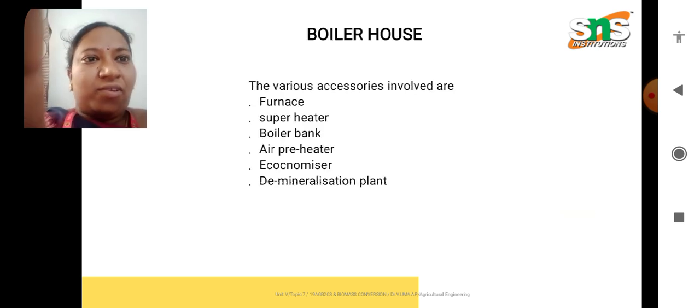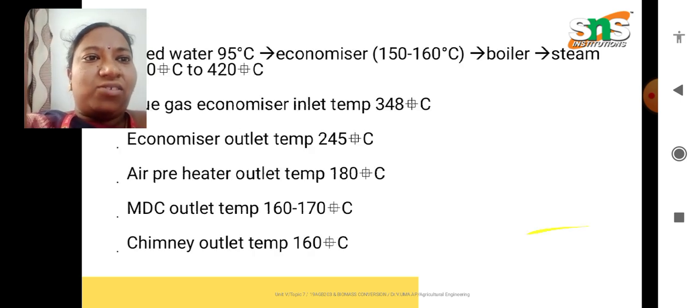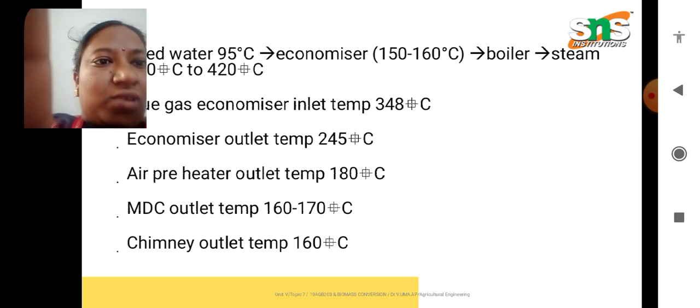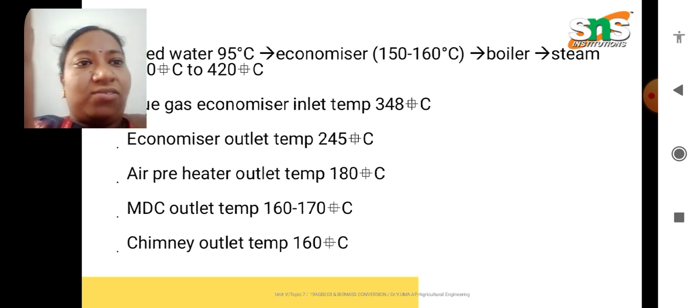The boiler house. The various accessories involved are the furnace, superheater, boiler tank, air preheater, economizer, and demineralization plant. The heated water is sent to the economizer, and boiler steam is at a temperature of 380 to 480 degrees Celsius. The flue gas is sent to the inlet of the economizer to preheat the bagasse so that the remaining moisture content in the bagasse is removed. The outlet temperature of the economizer is 245 degrees Celsius, and the air heater output temperature is 180 degrees Celsius.